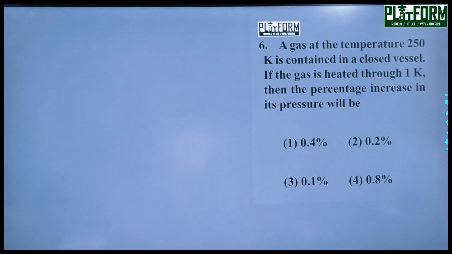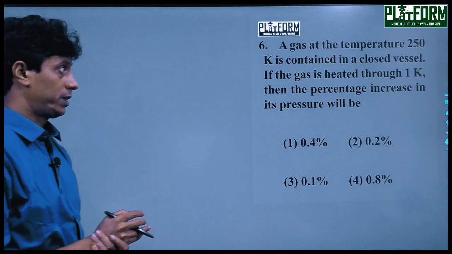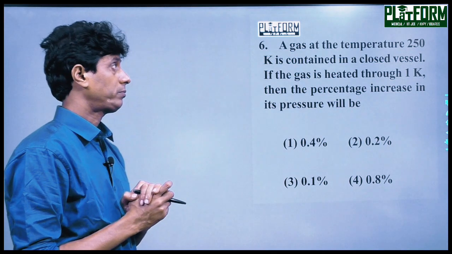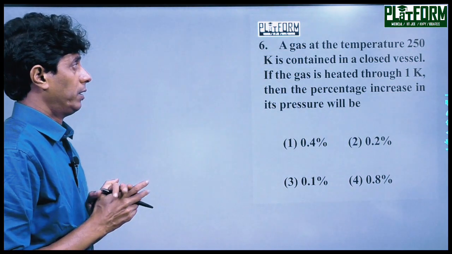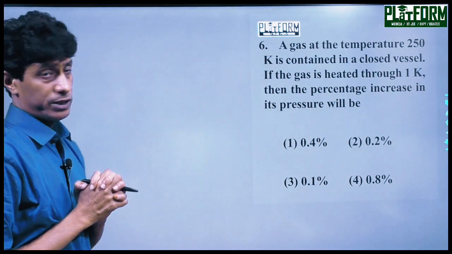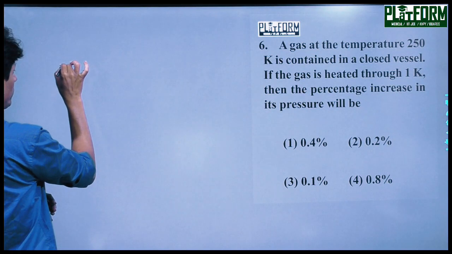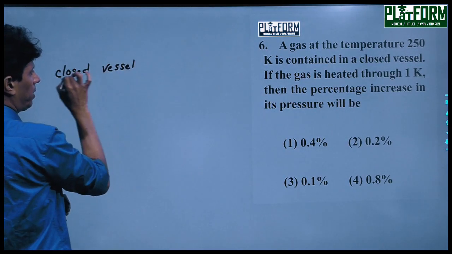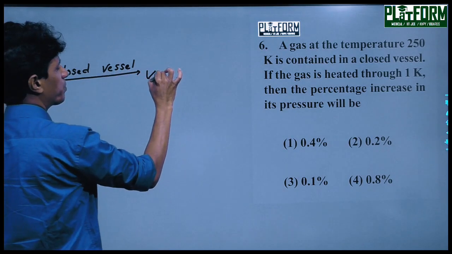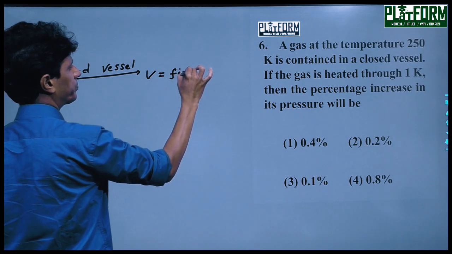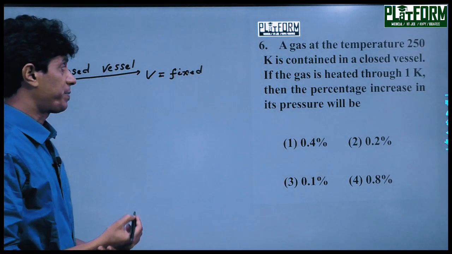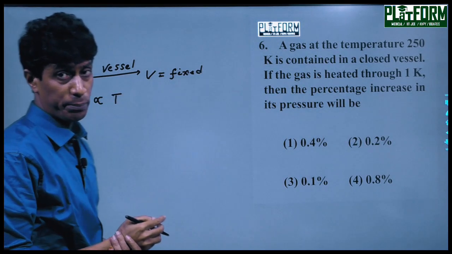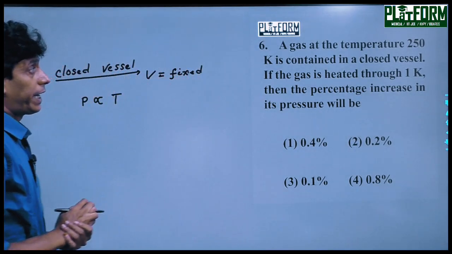Next problem, a gas at temperature 250 K is contained in a closed vessel. If the gas is heated through 1 K, then find the percentage increase in pressure. Here, closed vessel means the volume is fixed. The volume of the container is fixed. So here we can write P varies as T, where P is the pressure and T is the temperature of the gas.